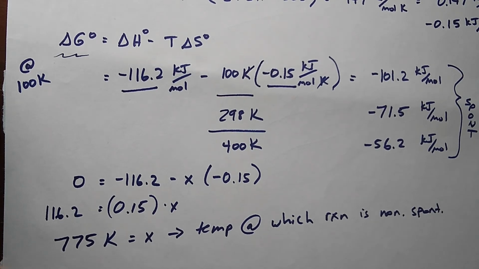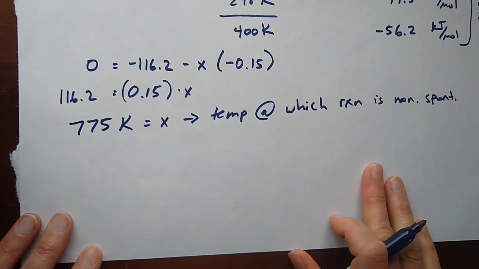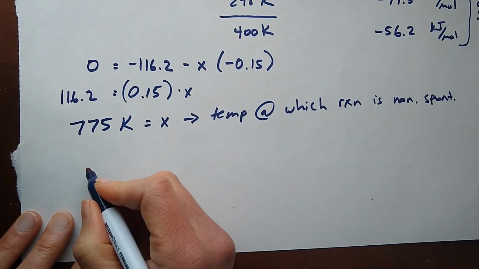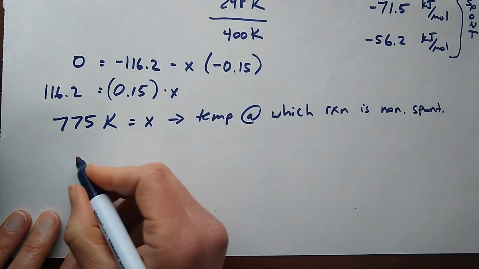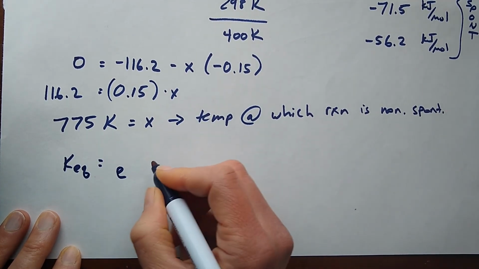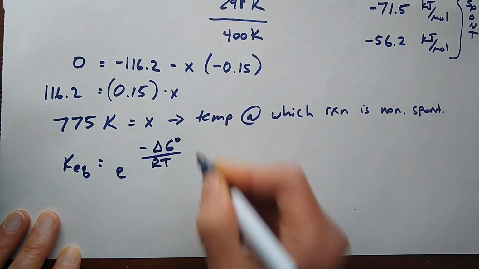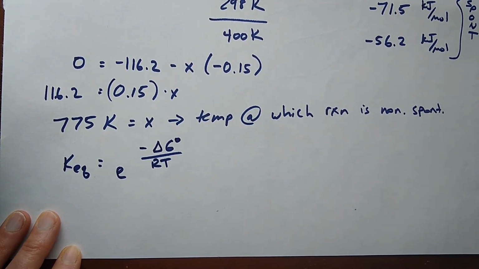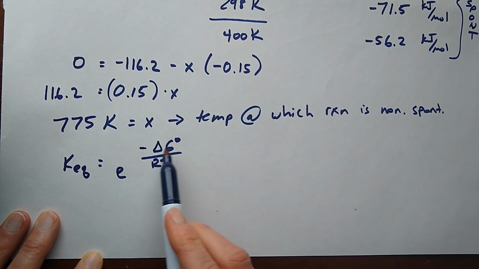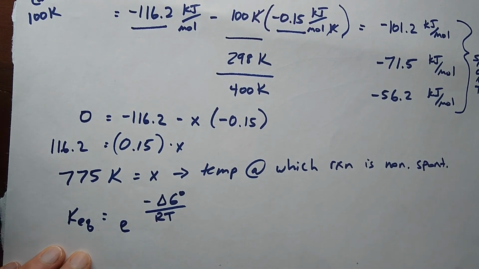Now the last thing that was asked for in this problem were the equilibrium constants. So let's solve for them as well. My equation for the equilibrium constant is that KEQ equals e to the power of negative delta G over RT, and that's that standard free energy change. So again, I know my values for the delta G's, the ones that I just calculated up here. So I'll write it out for the first one.